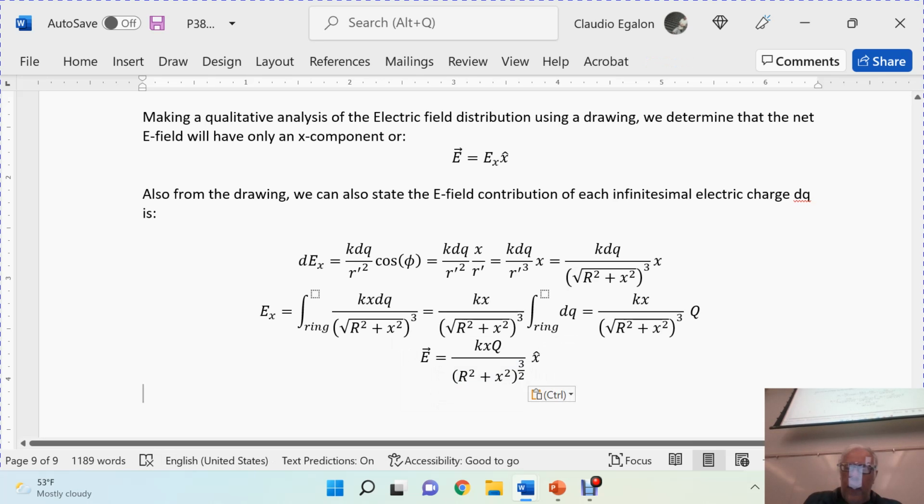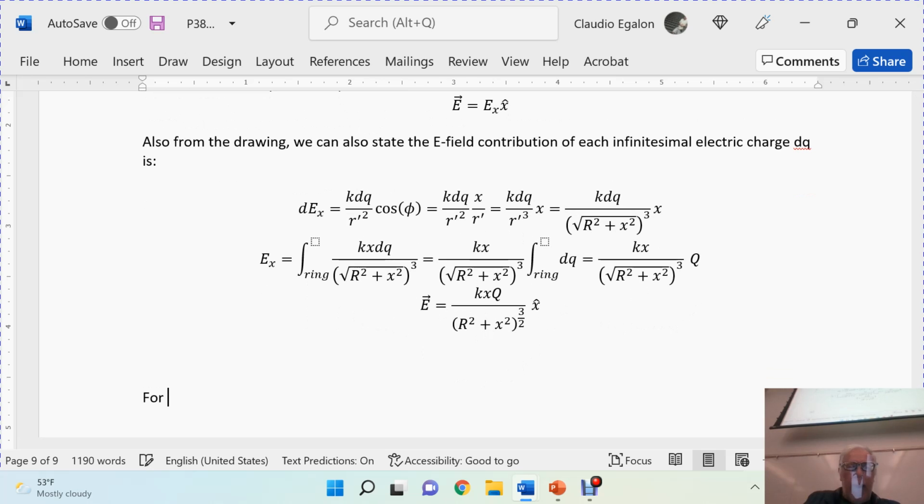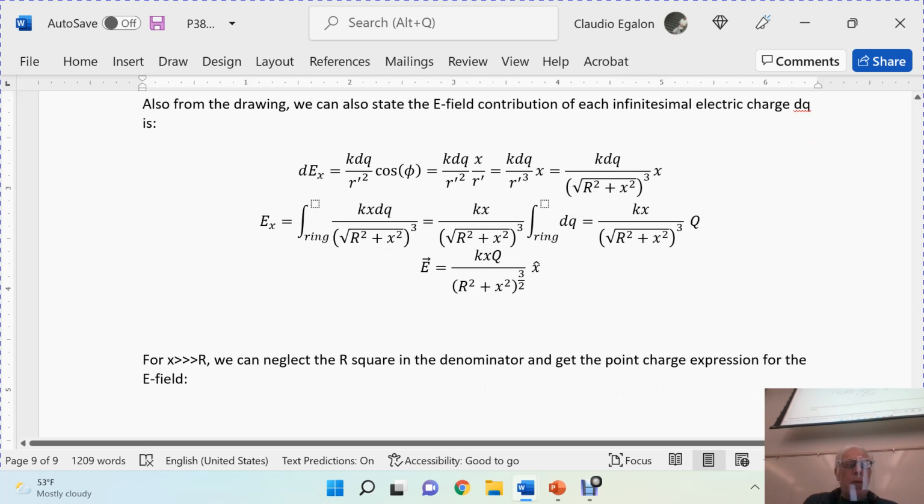Okay, we're gonna do that approximation again. For x much greater than r, we can neglect the r squared in the denominator and get Coulomb's law, the point charge expression for the E field. Okay, it's like that. Here you go.